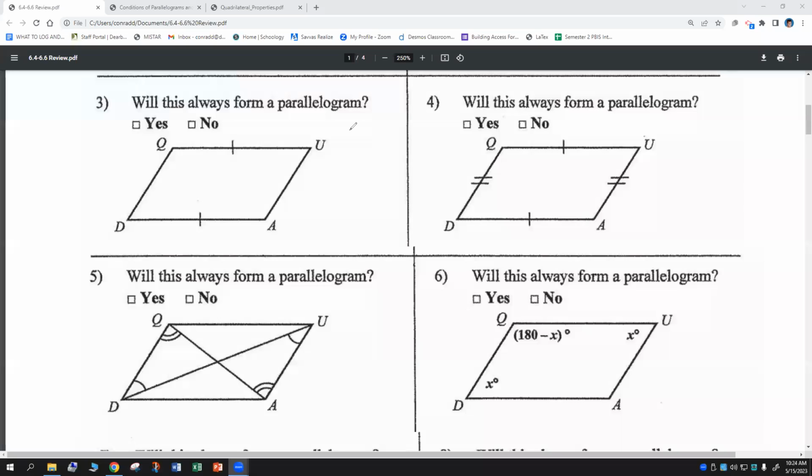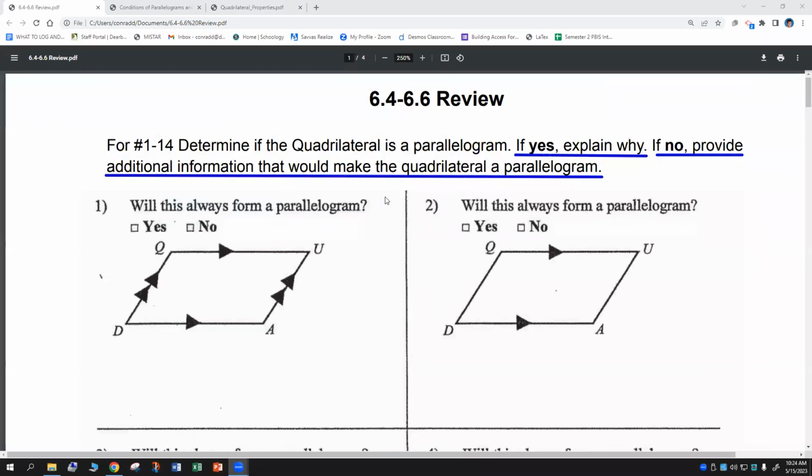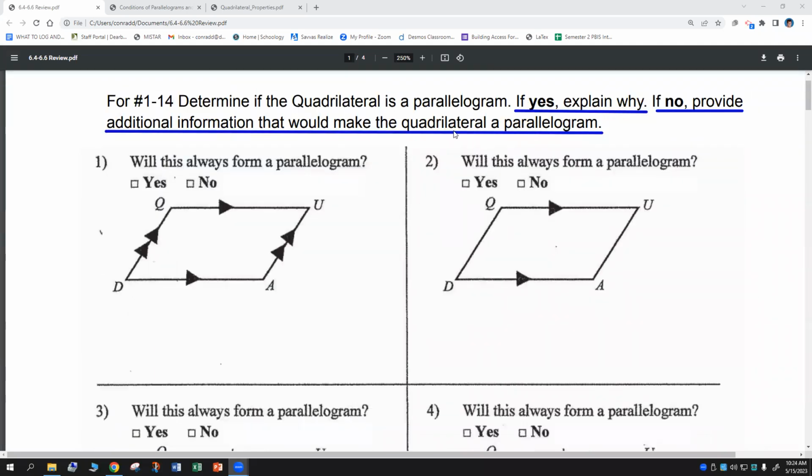All right, this is the 6.4, 6.5, 6.6 review. For 1 through 13 here, we're going to determine if these quadrilaterals are parallelograms. If they are, we're going to explain why. If they're not, we're going to give an additional piece of information that would make them a parallelogram.